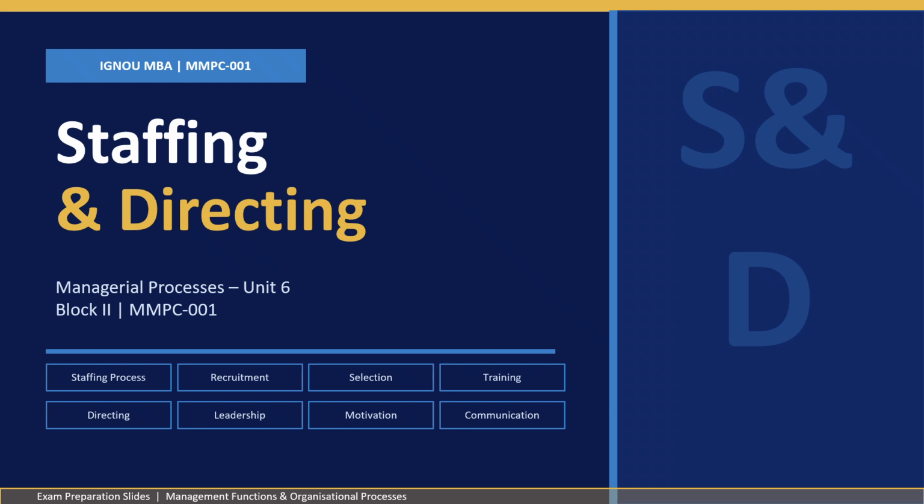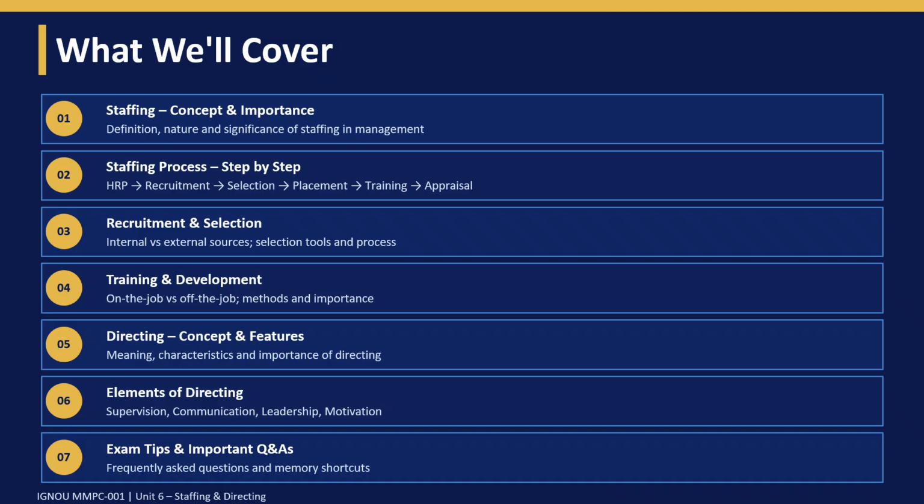Today we are going to cover one of the most important units from your MMPC001 MBA course, Staffing and Directing, two critical functions of management that together ensure an organization not only gets the right people, but also gets them to perform at their best. We will walk through the staffing process, recruitment and selection, training and development, and then move into directing and all its key elements, including supervision, communication, leadership, and motivation, everything you need to ace your exam.